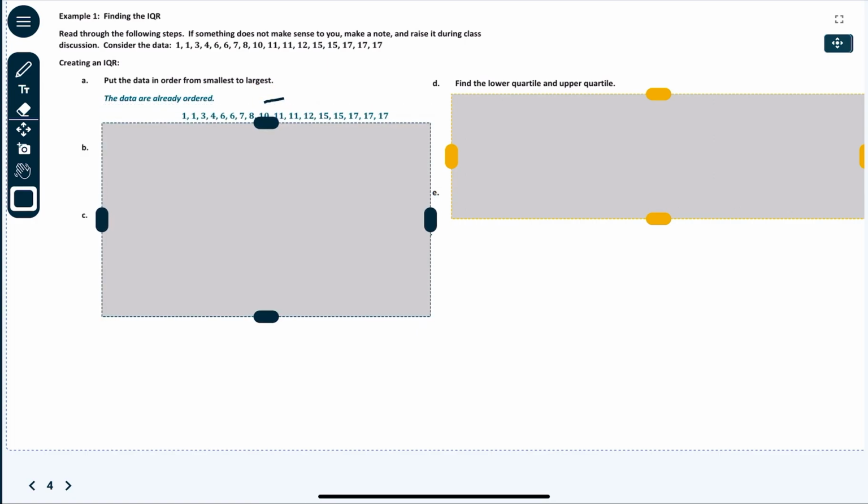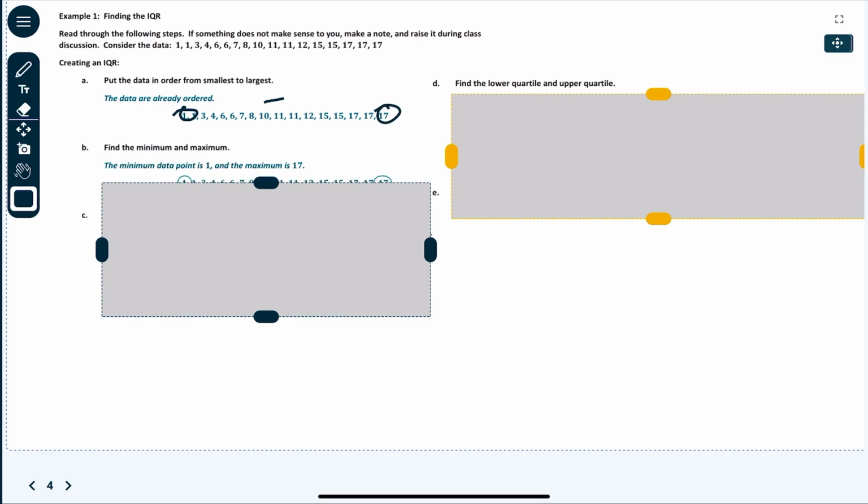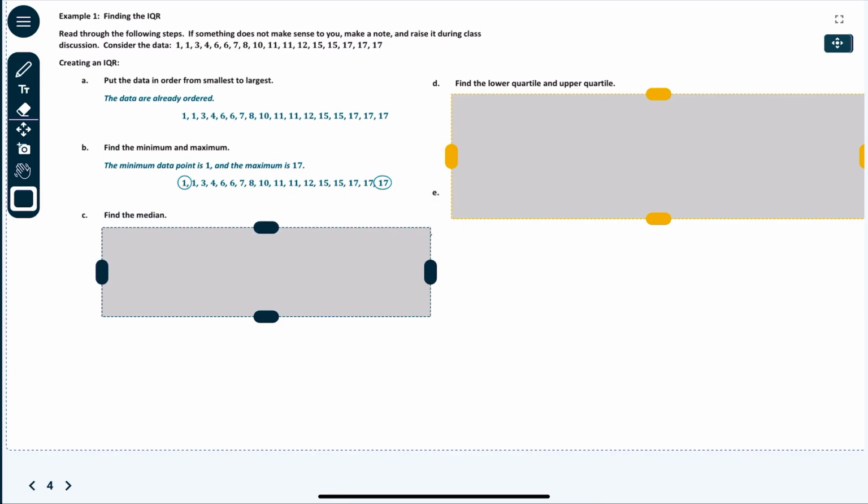Now, find the minimum and the maximum. Well, here's the minimum, and here's the maximum. 1 and 17, right? Now, that would be the range of this data. 17 minus 1 is 16. So we'd have a range, but we're not talking about range, we're talking about the IQRs. So let's find the median now.